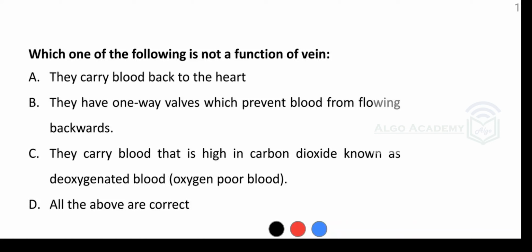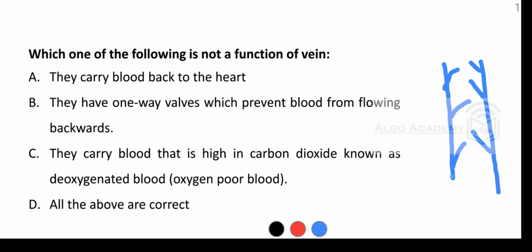Which one of the following is not a function of veins? This question is basically based on the anatomy of veins. Veins have a lot of one-way valves. The function of these one-way valves is to allow the blood to flow only in one direction. If at all the blood comes back, then the valve gets closed. That means the blood cannot come back. So it allows unidirectional flow.